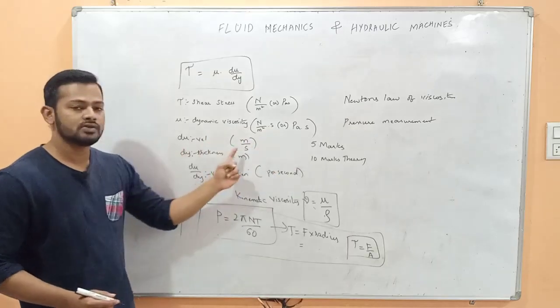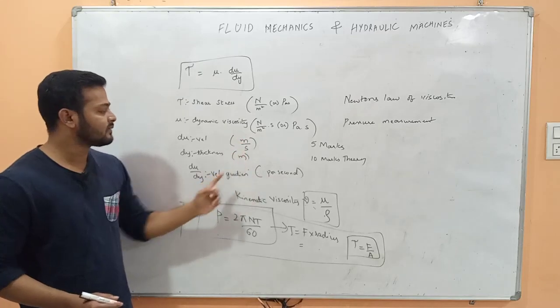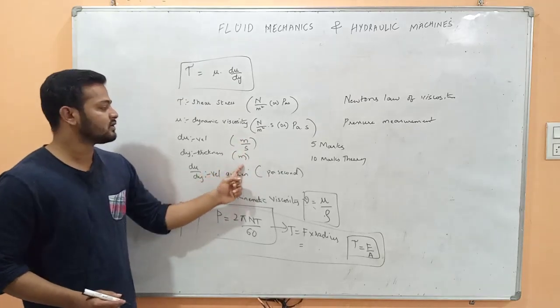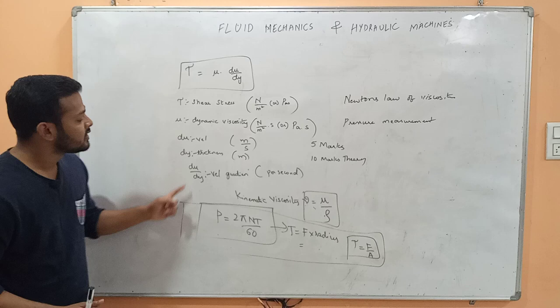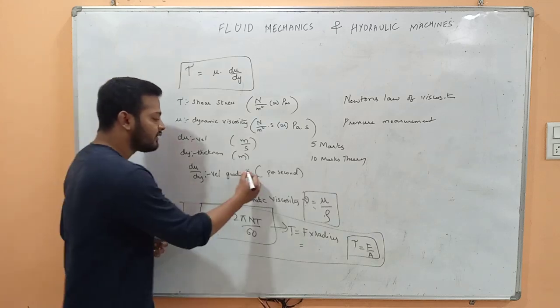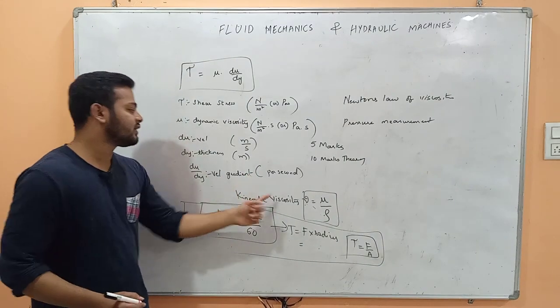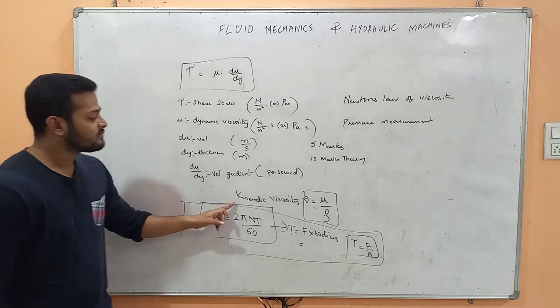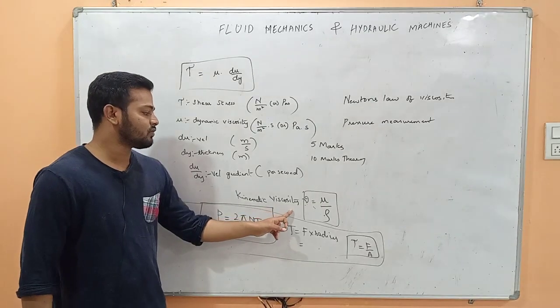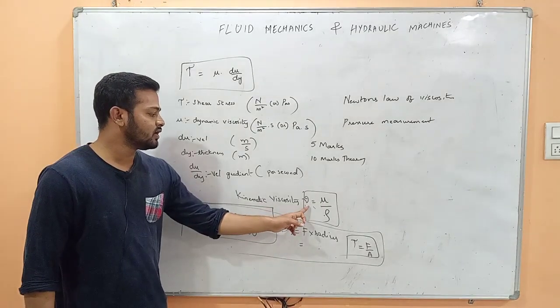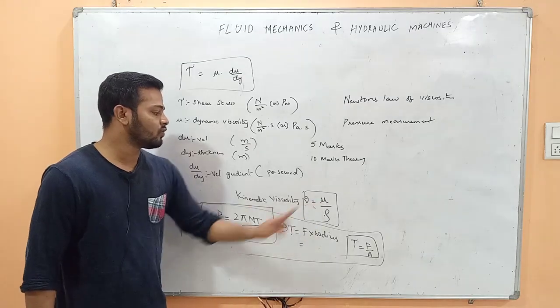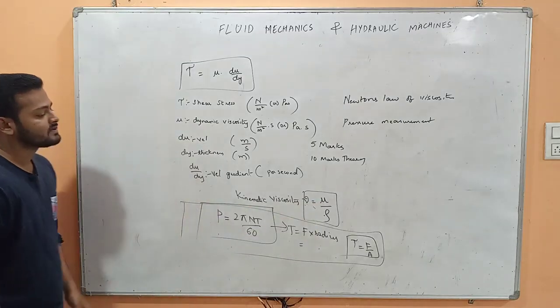du is called velocity, the SI unit of velocity is meter per second. dy is thickness, the SI unit of thickness is meters. du by dy is called the velocity gradient, the SI unit of velocity gradient is per second. Sometimes kinematic viscosity will be given in the question. So kinematic viscosity nu is the ratio of mu by rho.